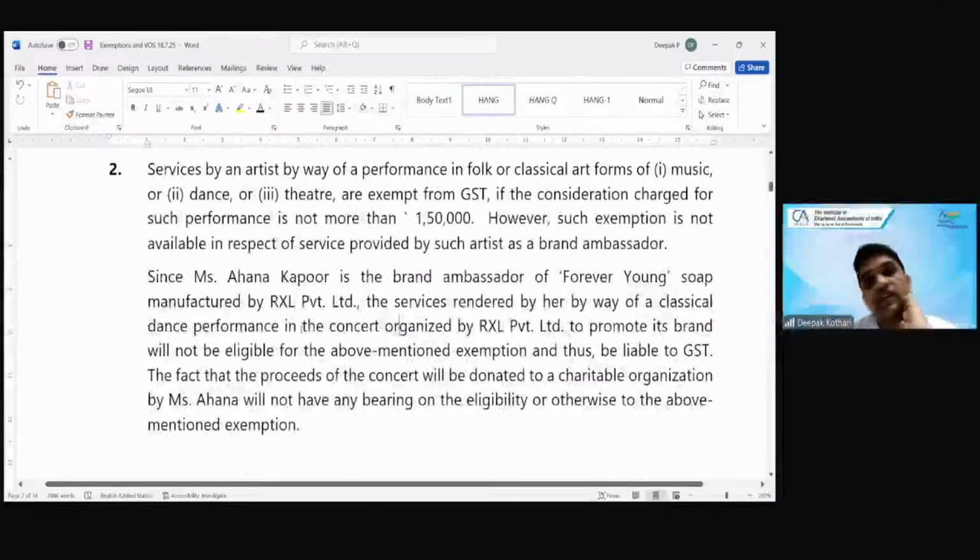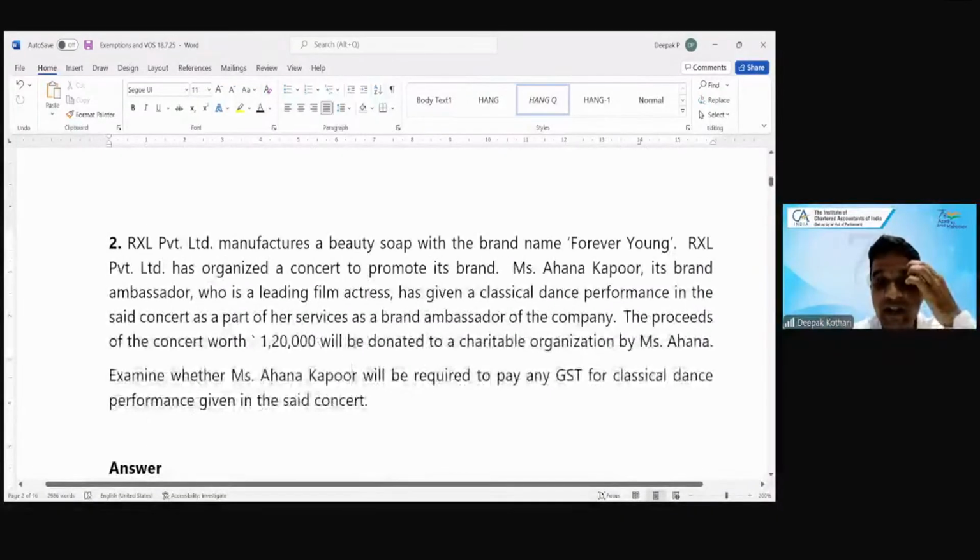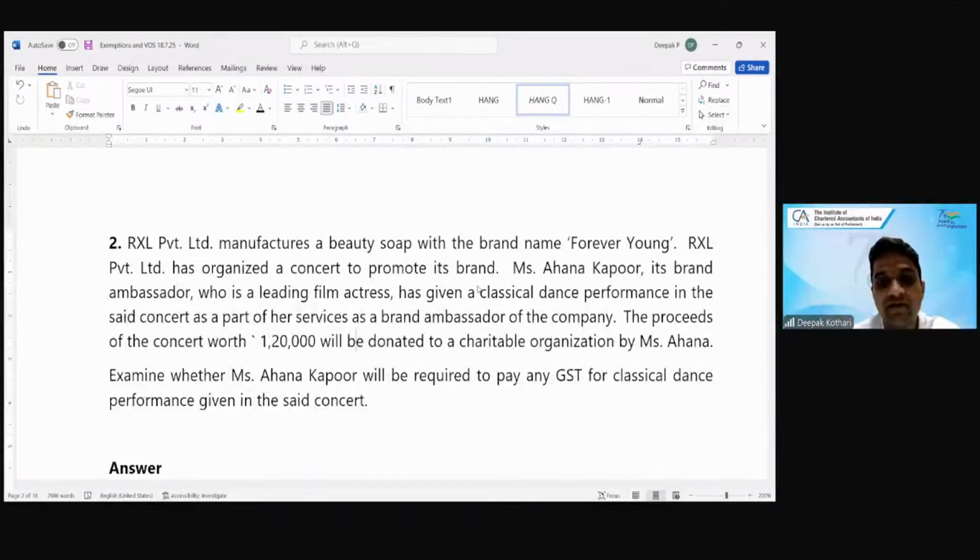Okay, so this we are clear that when you are doing any performance as a brand ambassador for any value, here they have given you 120 just to confuse. Don't get confused. If you are getting even 50,000 rupees, that will also be taxable.